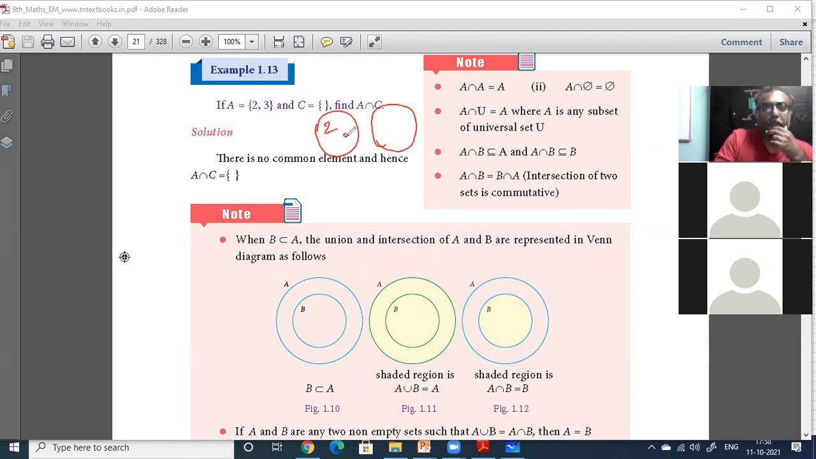Correct. 2, 3 is in A. C has nothing in common. So A intersection C will be what? Null set. Nothing is in common. So a null set will have nothing in common with A.